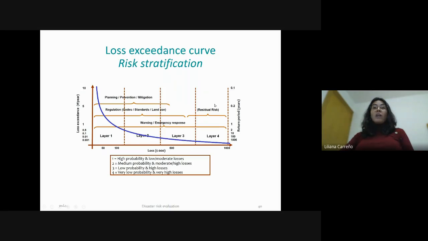This kind of result also is useful to design a financial instrument to cover the potential losses. For example, define which kind of losses I can face with my own budget, or taking a contingent credit, which amount of losses I can transfer through insurance and reinsurance, or what kind of losses I can't avoid with all these instruments.